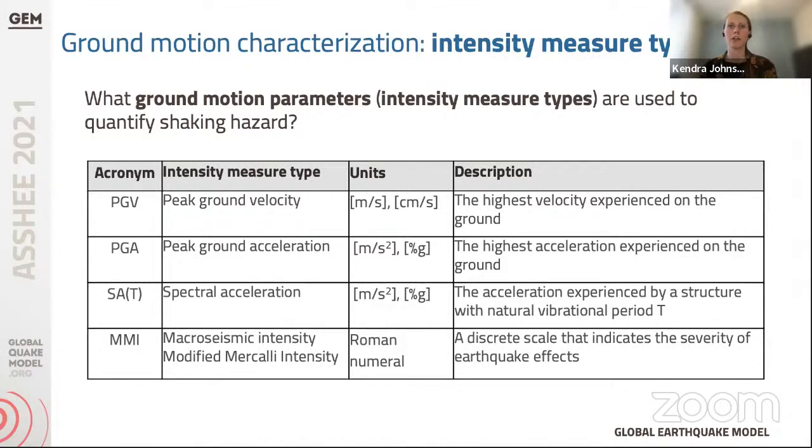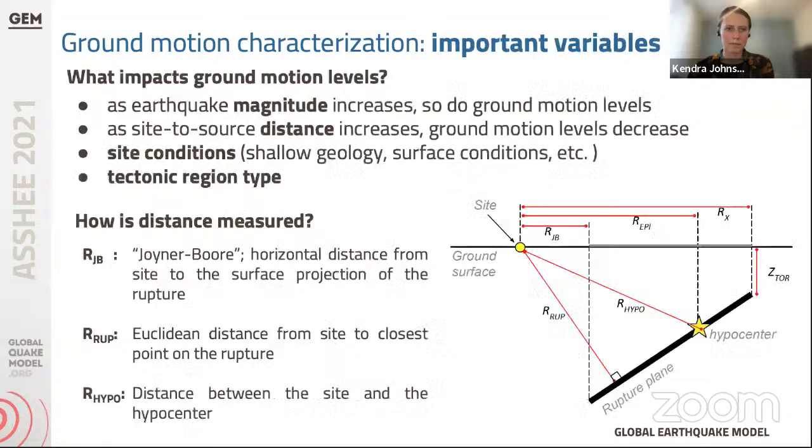We also do this for spectral accelerations that are occurring at different vibrational periods T. And these we like to look at because rather than what's occurring on the ground, as in PGA and PGV, we want to see what occurs for structures of different heights and different typologies that have different natural vibrational periods. And then finally, the macroseismic intensity, which is a bit different because it's a unitless value with a discrete scale indicating the severity of earthquake effects.